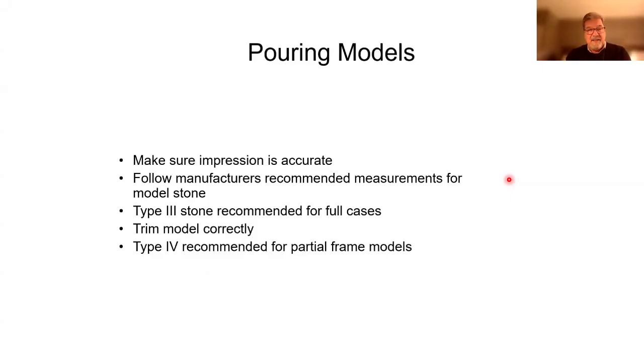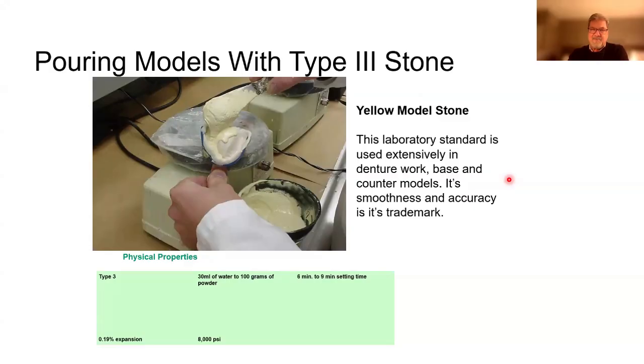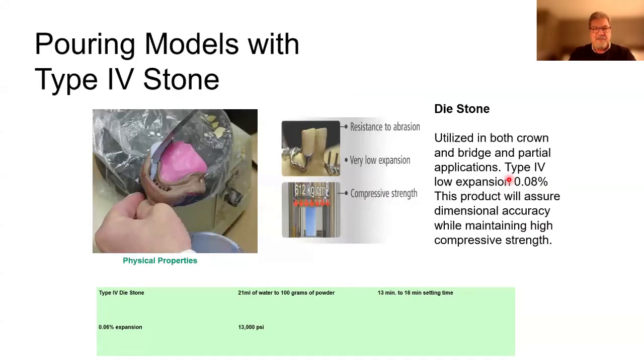Type 4 stone is recommended for partial frame models because of the wear and tear of the partial frame coming on and off the model. So the yellow model stone is really the standard for the full dentures. And compression strength on the die stone is a lot more. It's 13,000 PSI, and expansion is very low, but has resistance to abrasion, as you can see here. So very low expansion, and that's what I use on partial cases, anything to do with a partial. It could be Valplast, acrylic partials. This way, those teeth I know are not going to break when I come on and off the model and try these on after it's finished, also to make sure it's passive.